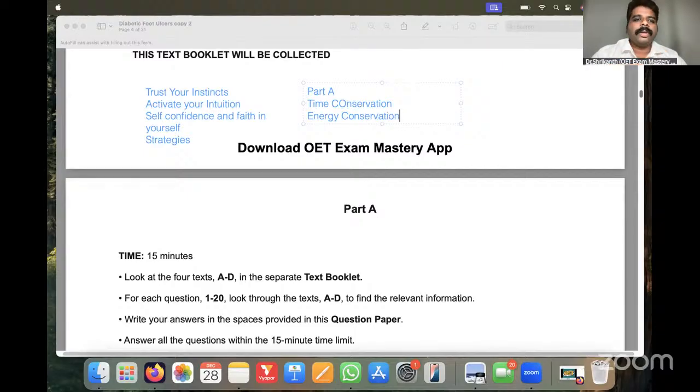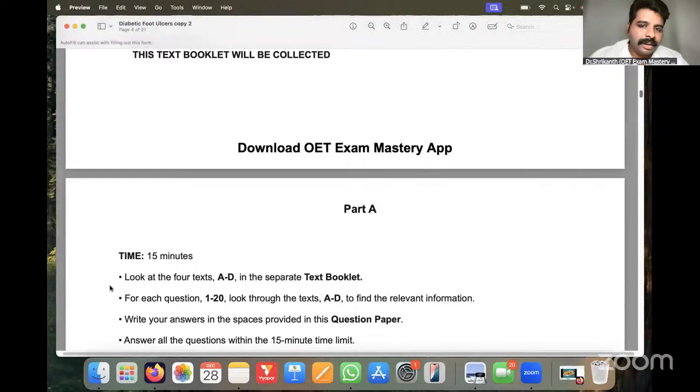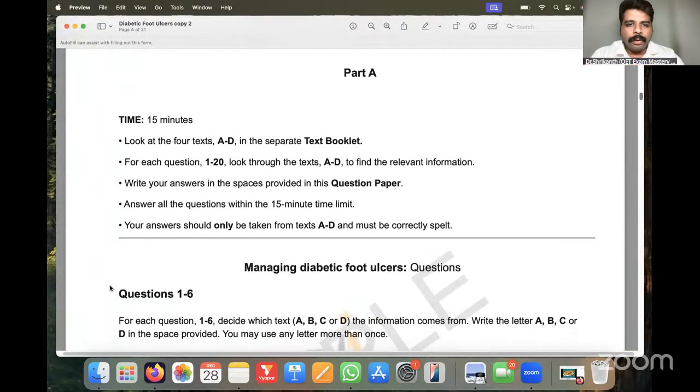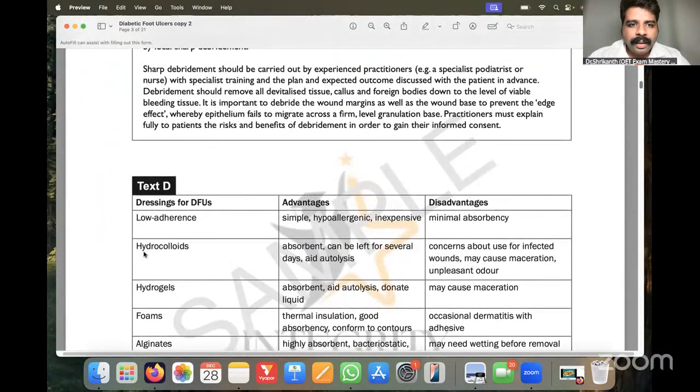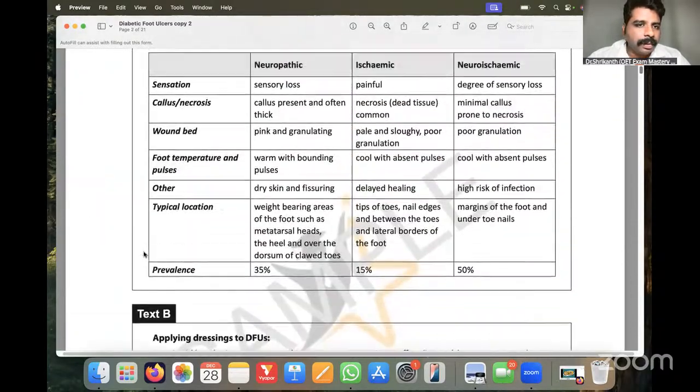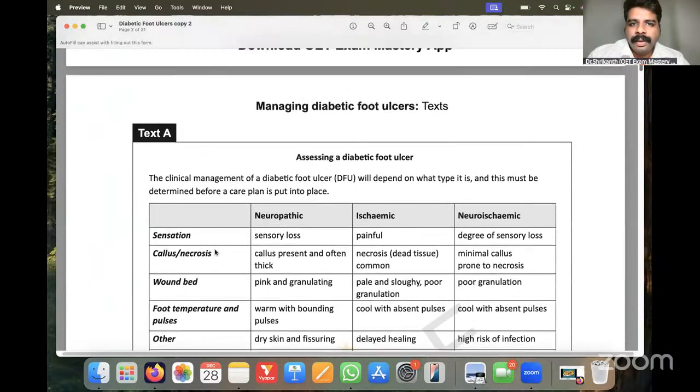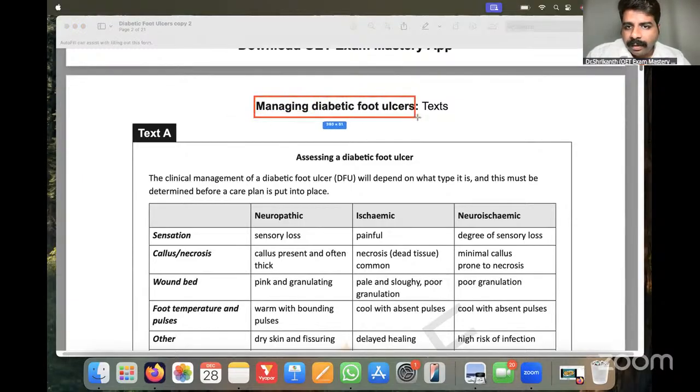Understood. So in today's session, let's get into detail regarding the intuitive trust skills. Now, when you get your question paper of OET Reading Part A, this is how your question paper will look. What do you see over here? We have one main topic. What's the main topic? Managing diabetic foot ulcers. Yes, and as you can see, we have text A.